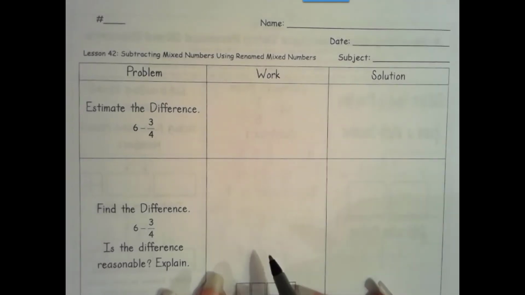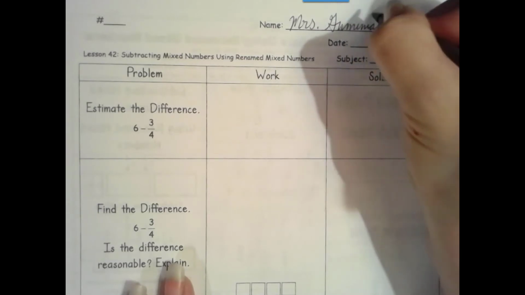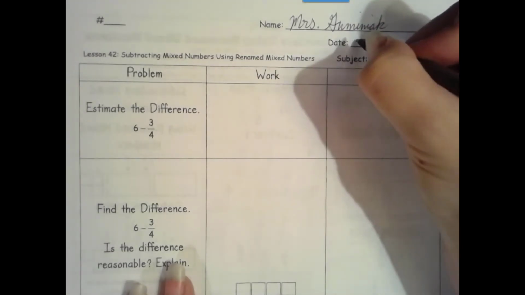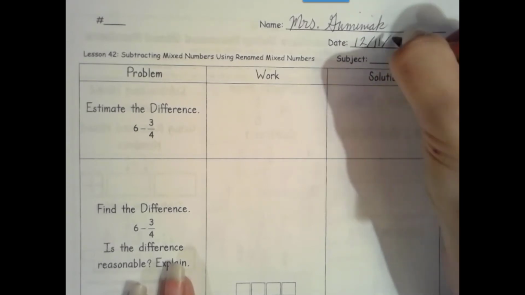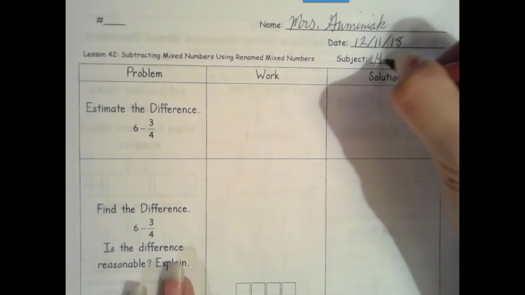Okay, we are on part 2 of lesson 42. First thing we need to do is put on our heading, name, number, date. You never know when a page could get ripped out and you want to be able to keep track of it. Remember to put down the date you are working on the notes and not necessarily the date I am writing. Your subject is math.